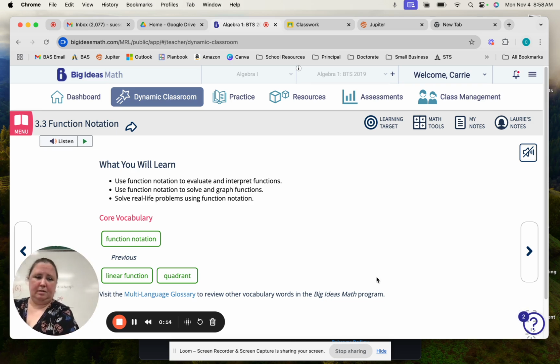So, somebody tell me what the definition for function notation says. You just wrote it. Another name for y, denoted as f(x) and read as the value of f at x, or f of x. Good.